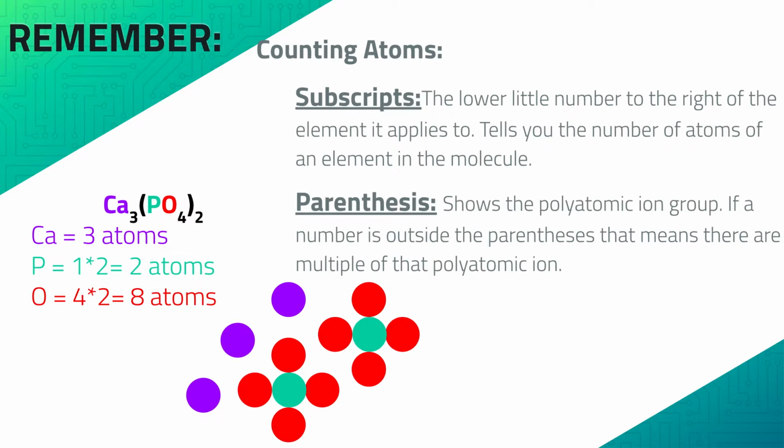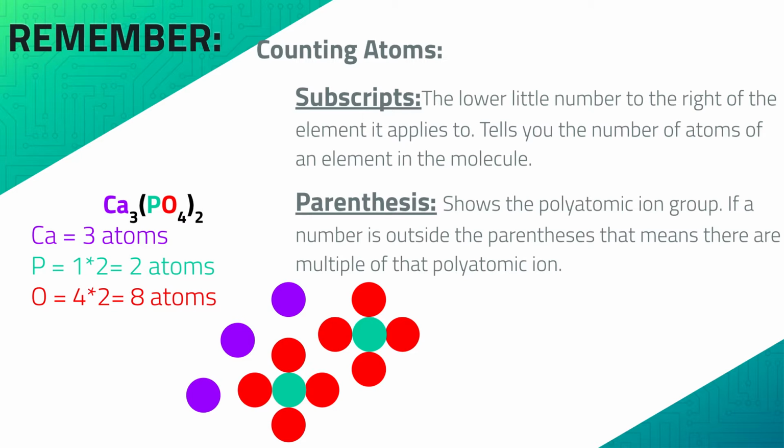If you remember counting atoms, the subscripts are the little lower number to the right of the element it applies to. It tells you the number of atoms of an element in the molecule. Parentheses show you the polyatomic ion group. If a number is outside of the parentheses, it means that there are multiples of that polyatomic ion.